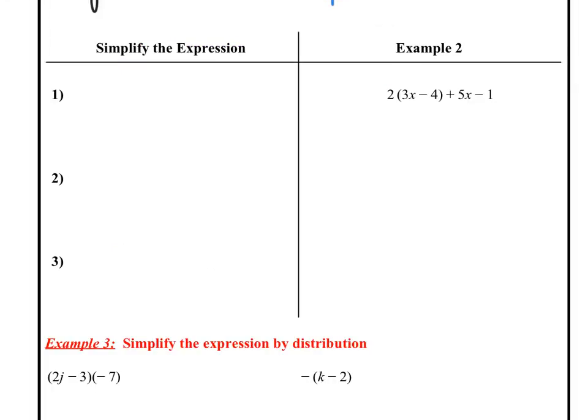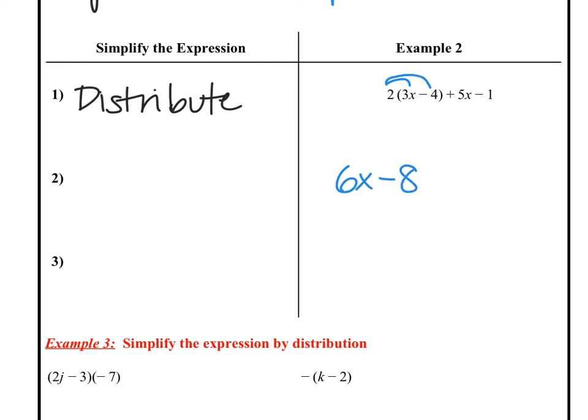On to our second example, which is a combination of distribution and combining like terms. When you have a combination like this, you should always start by doing distribution. So I'm going to distribute this 2. 2 gets multiplied to 3x, which on the next line we'll write then 6x. It also gets multiplied to -4, so 2 times -4 is -8.